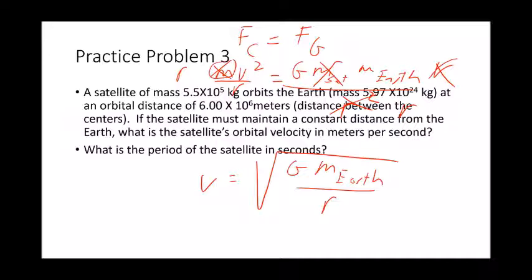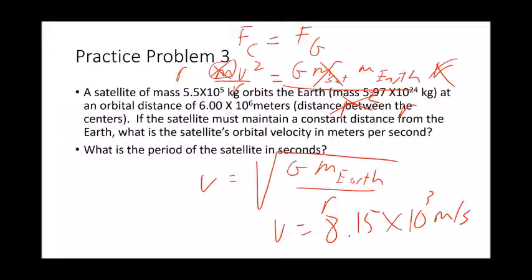And that's what we get when we solve it out. So we're going to substitute in G, 6.67 times 10 to the negative 11th. We're going to substitute in the mass of the Earth, 5.97 times 10 to the 24th kilograms. And we're going to substitute in the orbital distance, 6 times 10 to the 6 meters. We'll take the square root of that whole quantity and end up with a velocity of 8.15 times 10 to the third, and that's in meters per second. So that satellite is moving really, really fast.